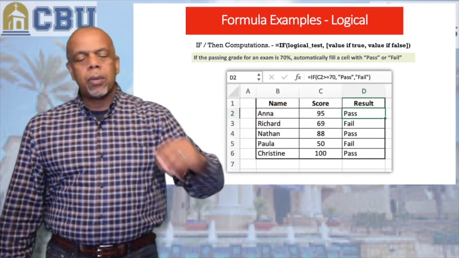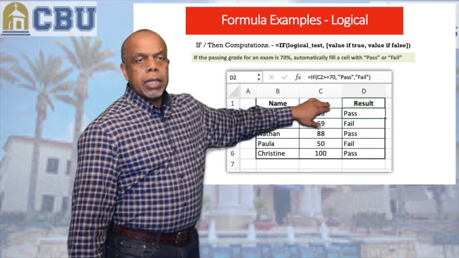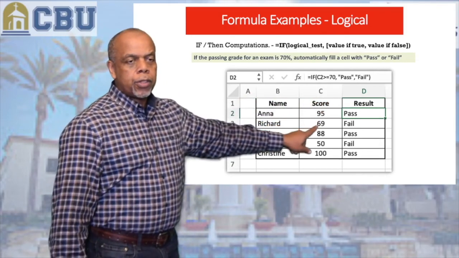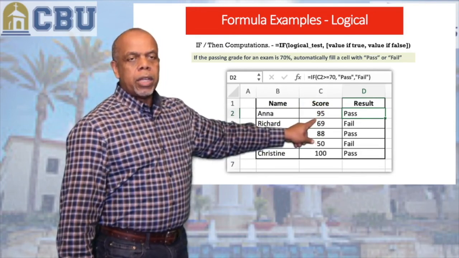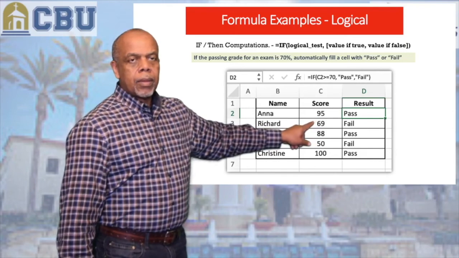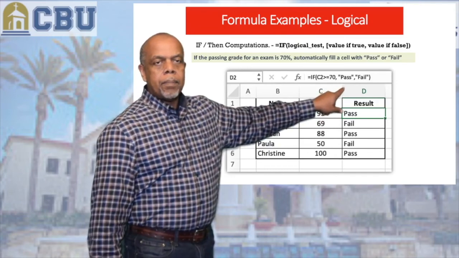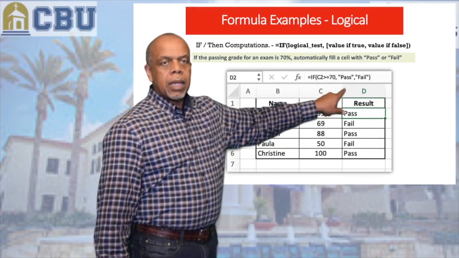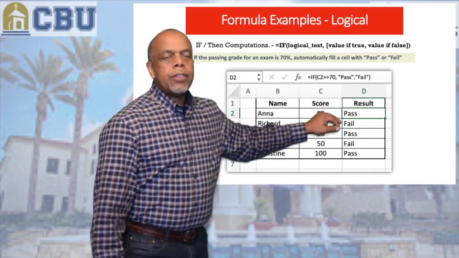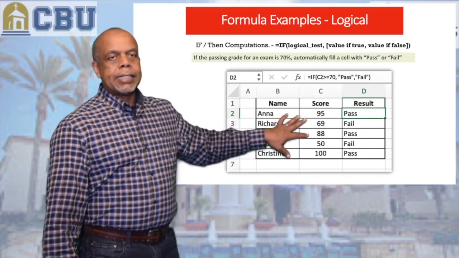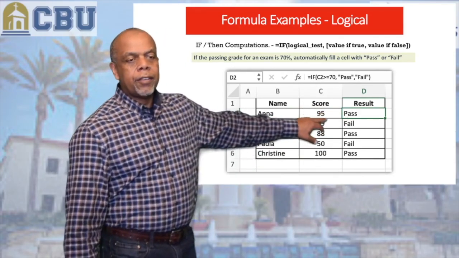Start with equals, so that way Excel knows it's a formula. If C2, like I said, I wrote the formula first right here. That's where I'm at right now. So if C2 is greater than or equal to 70, then it's going to print pass. Now, comma, and then fail. That automatically tells the formula that if it's less than 70, it's going to print fail. If it's greater than or equal to 70, it'll print pass.